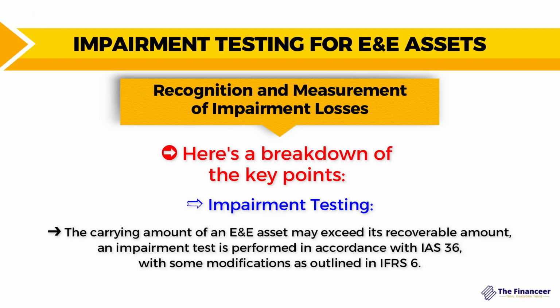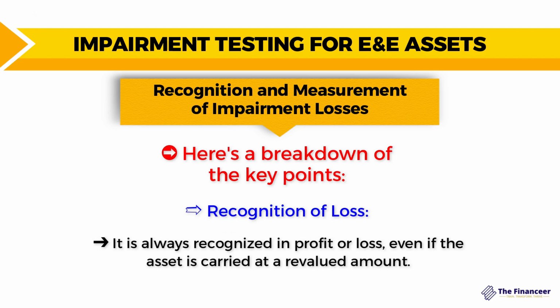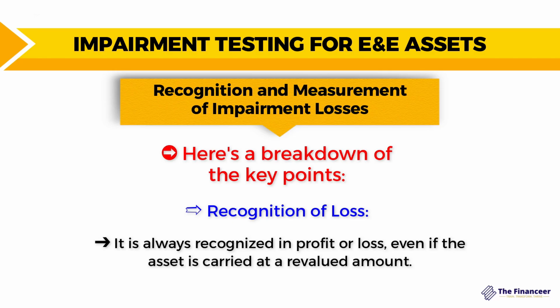Once we have done the impairment testing and we have a loss, we have to identify this loss and recognize it. This loss is always recognized in profit or loss, even if the asset is being carried at a revalued amount.